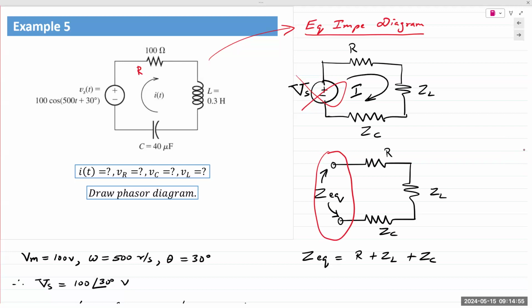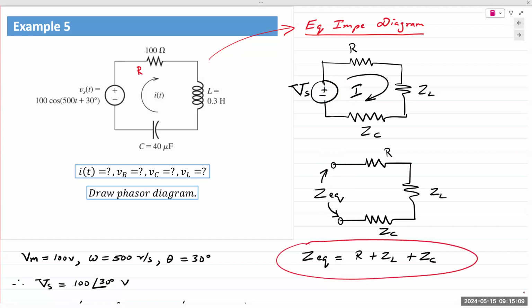You guys with me so far? Right. Now, as far as circuits go, this one is relatively straightforward. 3 resistors in series, or 3 impedances in series. So ZEQ is simply R plus ZL plus ZC. And that's it. Nothing else.